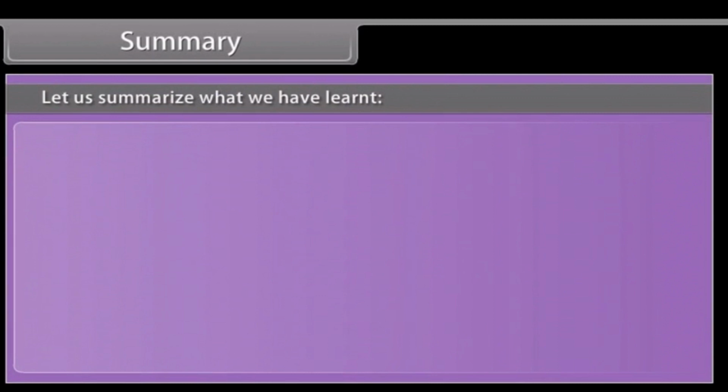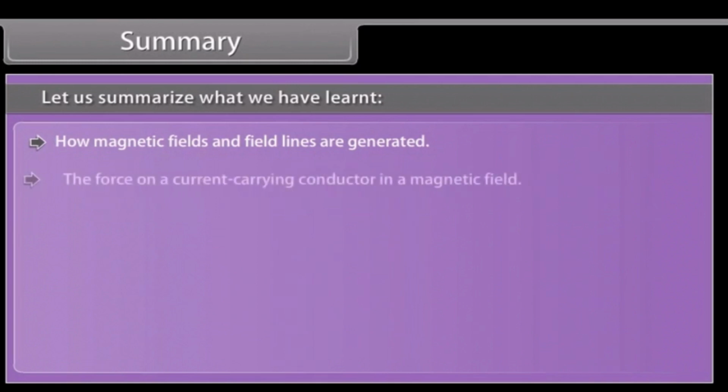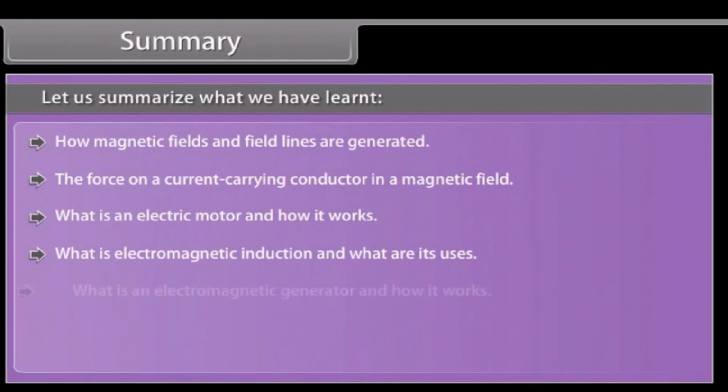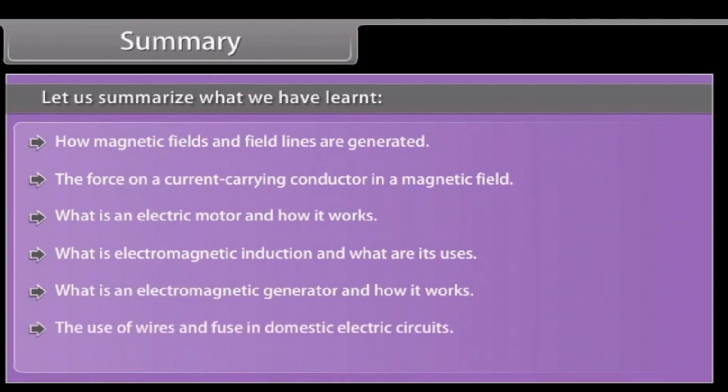Summary. Let us summarize what we have learned. How magnetic field and field lines are generated. The force on a current-carrying conductor in a magnetic field. What is an electric motor and how does it work? What is electromagnetic induction and what are its uses? What is an electric generator and how does it work? The use of wires and fuse in domestic electric circuits.